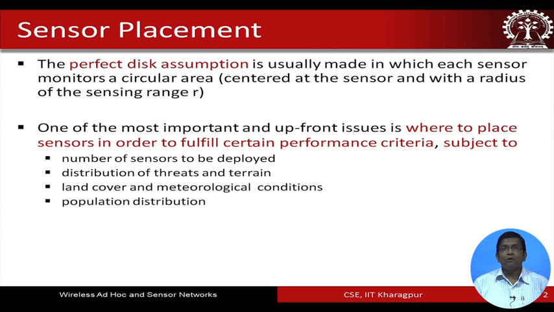One of the most important and upfront issues in this context is where to place the sensors in order to fulfill certain performance criteria. So, the placement problem: where to place the sensors in the particular area of interest, subject to certain constraints such as the number of sensors to be deployed, the distribution of the threats in the terrain, the land cover and meteorological conditions of that area of interest, or the population distribution. Where you are going to place the different sensors under these different constraints.